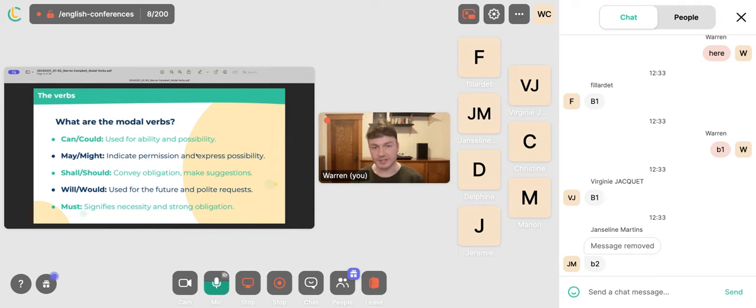Here are some examples. Most of these you will probably know already. So we have can and could, typically used to express ability and possibility. You can also use them for other things as well, as I'm sure you might know. We also have may and might, which can be used to give permission and also express possibility of something.